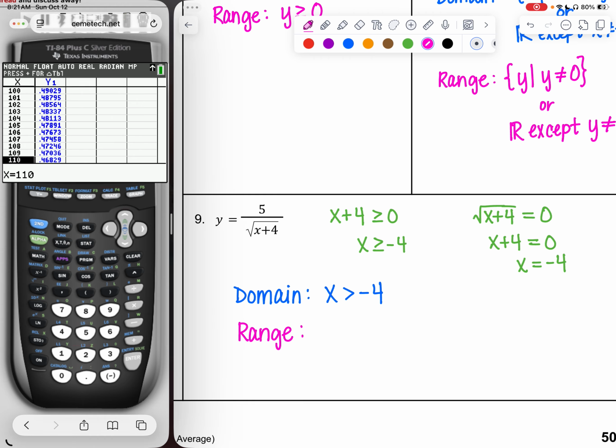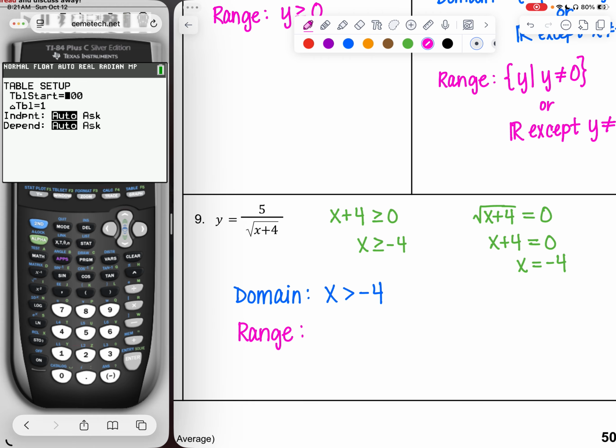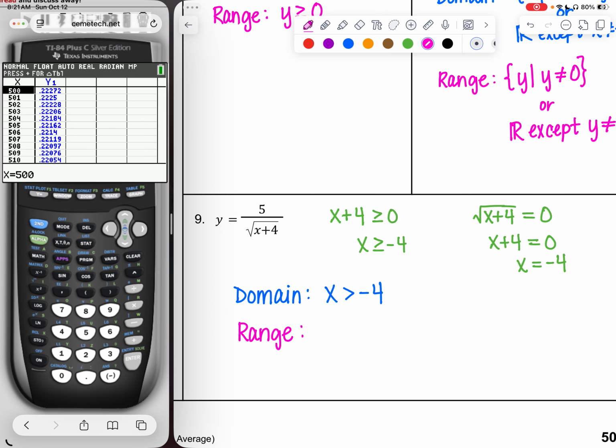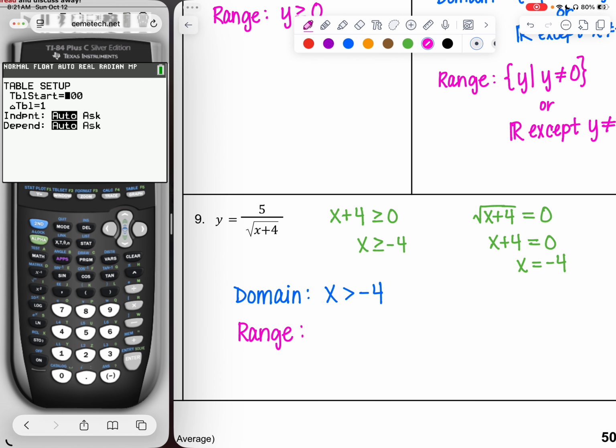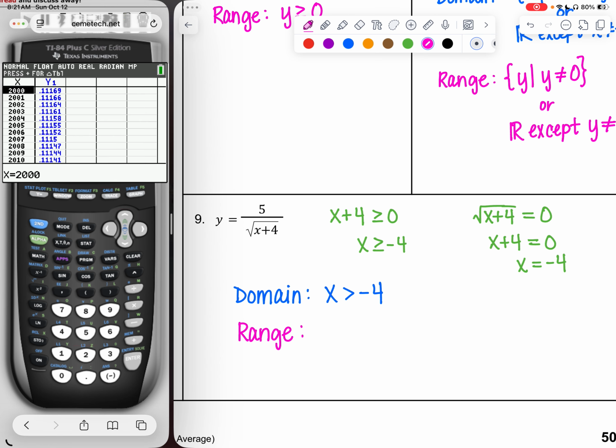Go to second window. I'm going to say I want it to start at x 500. As you can see, I'm getting really, really close to 0. If I go to second window, I can say 2000. Go back to the table. And as you can see, we're getting really, really, really close to 0.